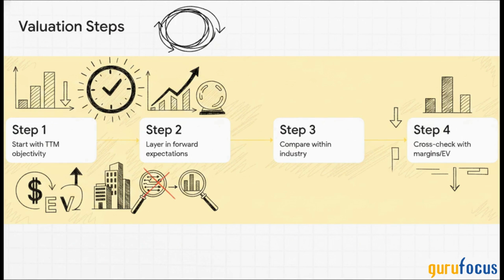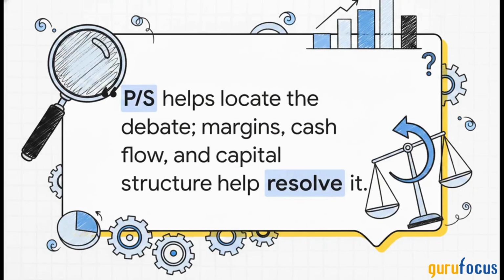Step 2. Layer in forward expectations to see if those sales are accelerating or shrinking. Step 3. Compare within the industry. As we just saw, comparing a tech giant to an energy firm is useless. You gotta keep your peers close. And finally, step 4. Cross-check with margins and enterprise value to see how efficiently those top-line sales actually translate into bottom-line value.